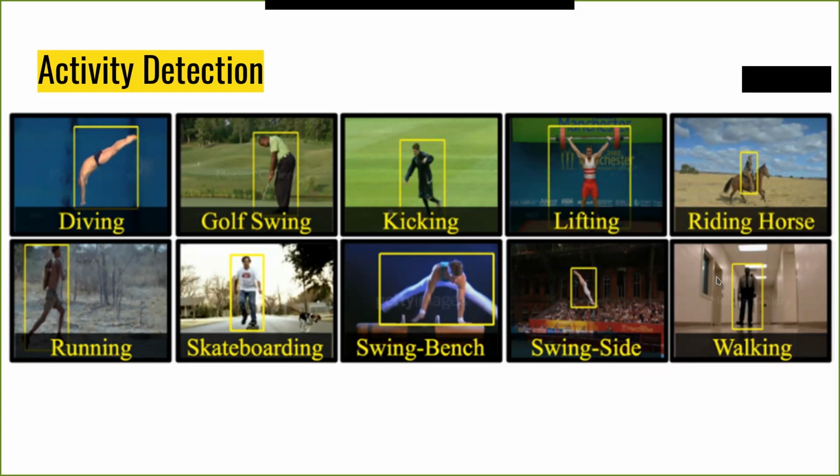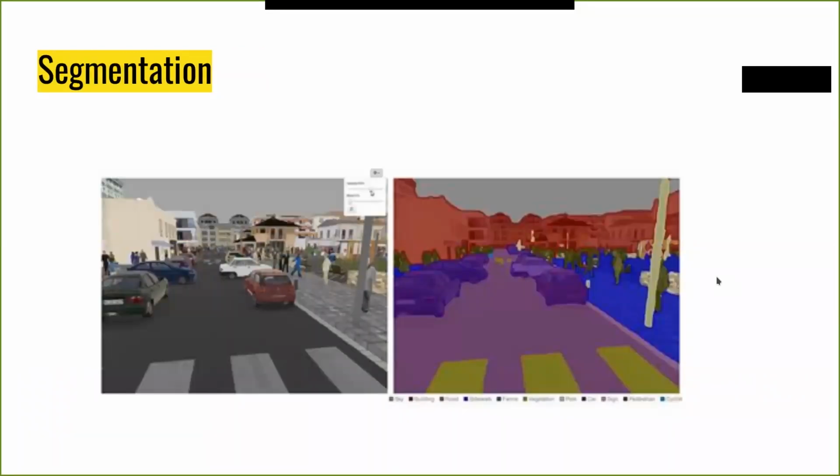Another interesting task is activity detection. So regarding segmentation, segmentation is used in medical imaging a lot, like for chest x-rays and all that stuff. It's being used in a lot of medical image applications. The segmentation task is being used a lot.